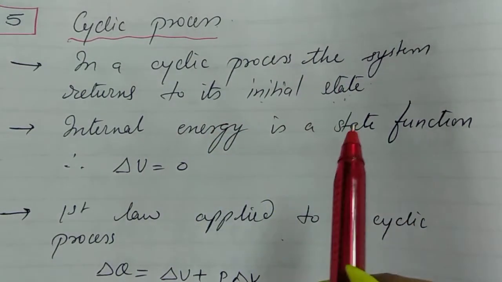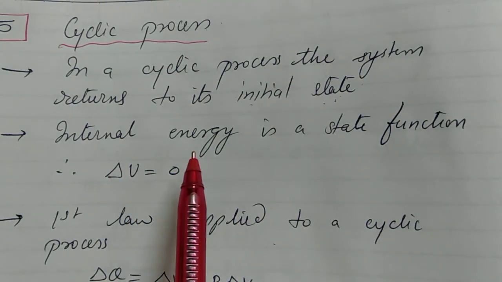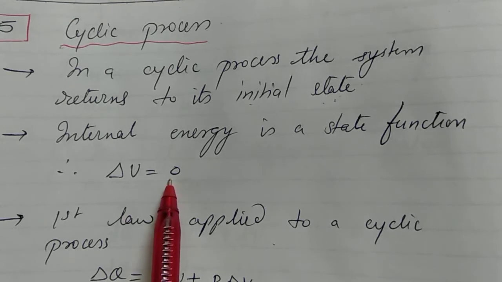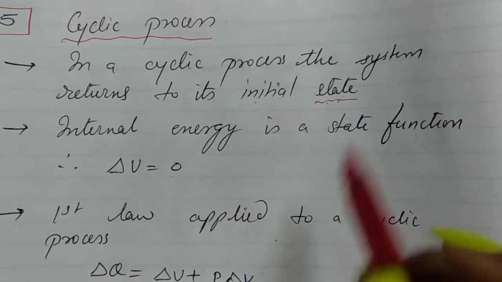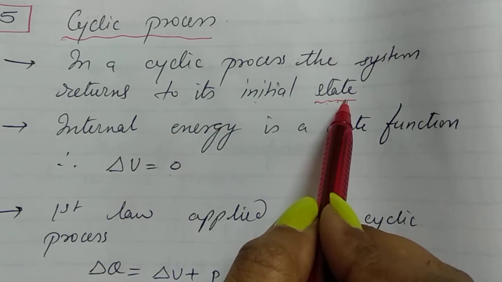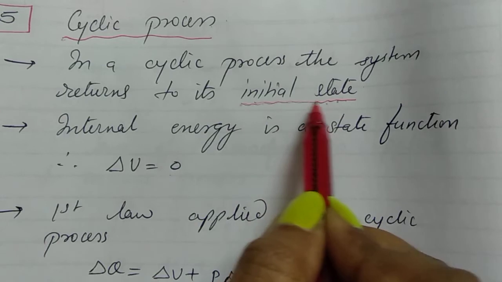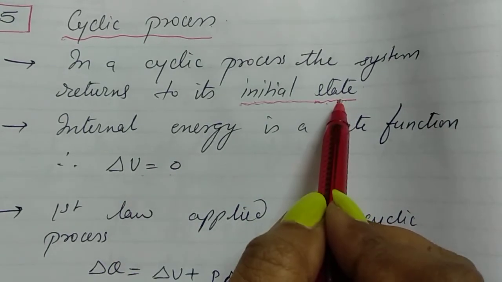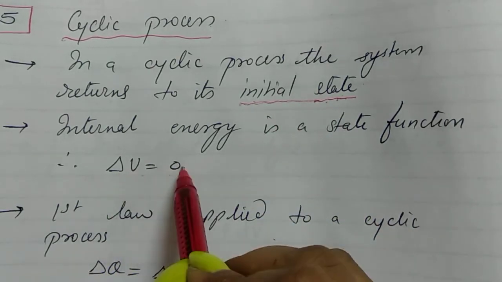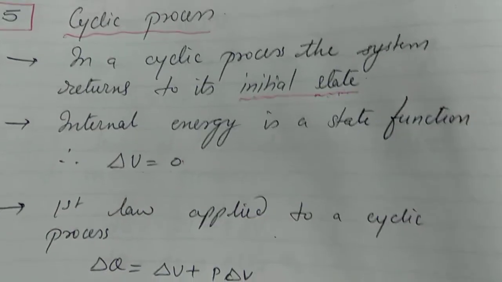And whenever this happens, what will be the case? The internal energy will remain constant. Change in internal energy will be zero. Why? Because internal energy is a state function. It depends on the state of the system. And in cyclic process, the state of the system is not changing. जहां से शुरू किया था वहीं पर ही वापस आ गए जब प्रोसेस खत्म हुआ. तो फिर इंटरनल एनर्जी तो स्टेट पे डिपेंड करती है, तो इसलिए इंटरनल एनर्जी में कोई चेंज नहीं आएगा. It will remain constant. Now we'll apply first law to cyclic process.